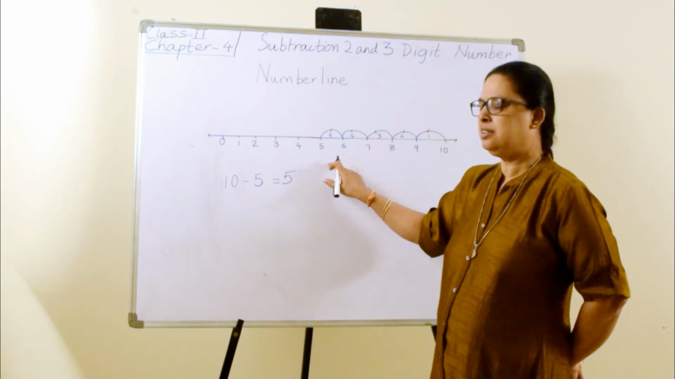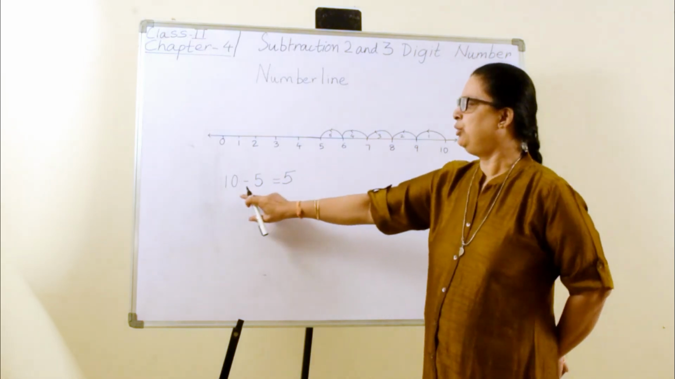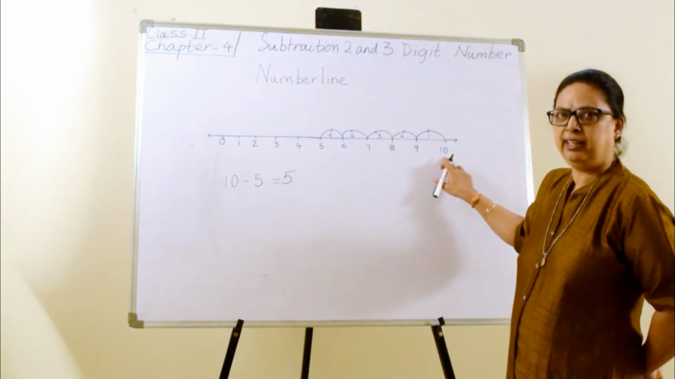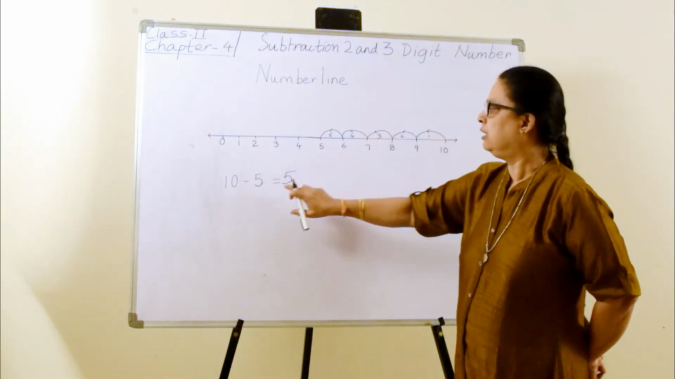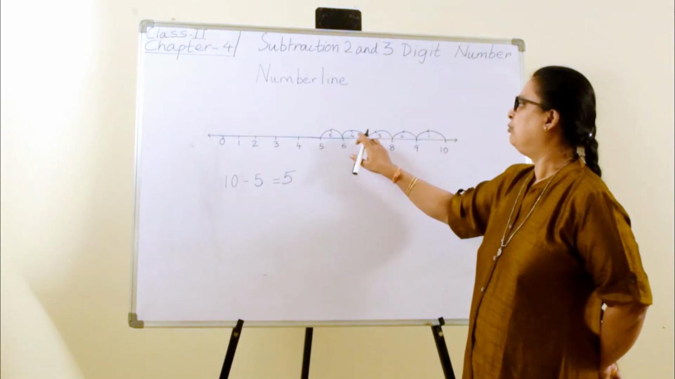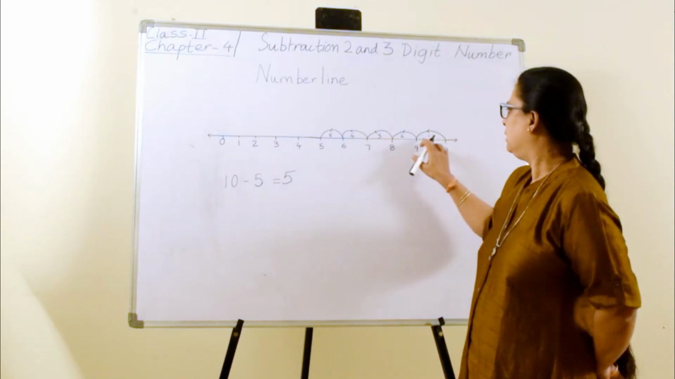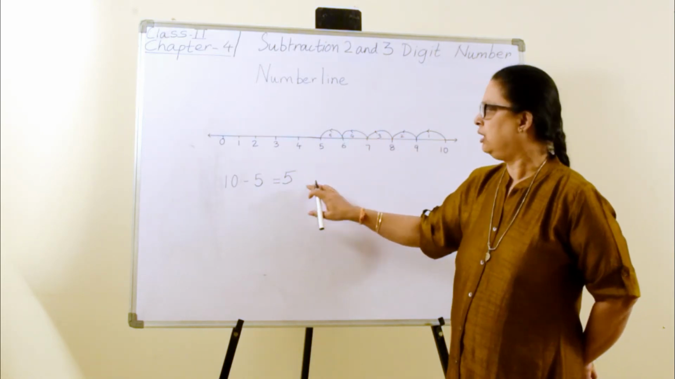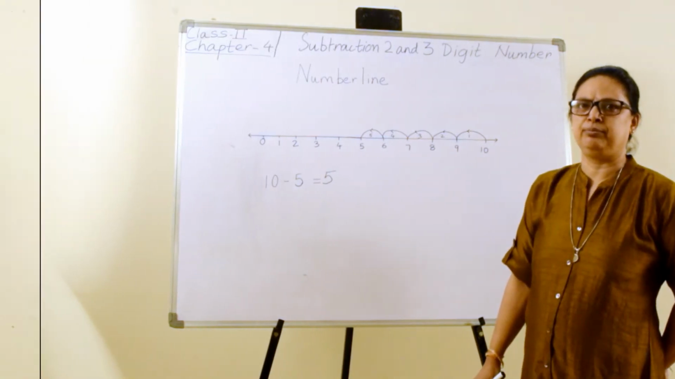Did you understand this? So what are we supposed to do? Take the greater number or the larger number here on the number line and begin from here. The number that you are going to minus, take those steps backwards by placing the backward arrow. This number is only for you to check whether you have done it properly or not. Now let us take one more example.